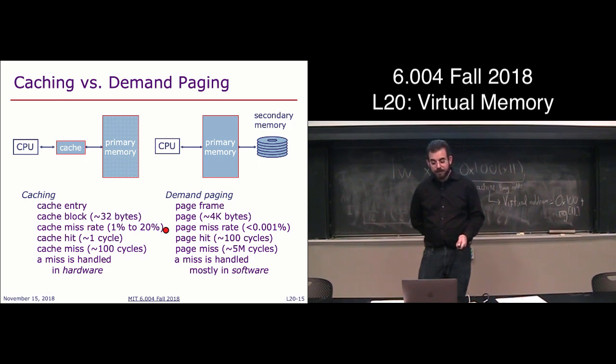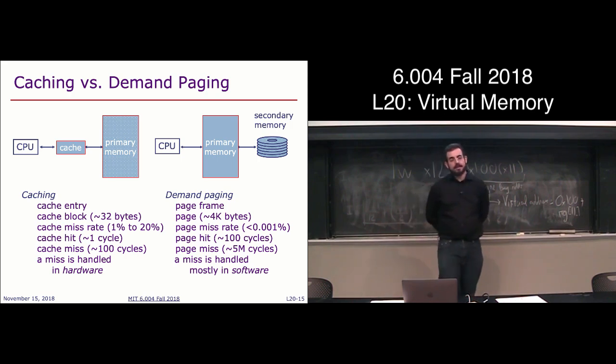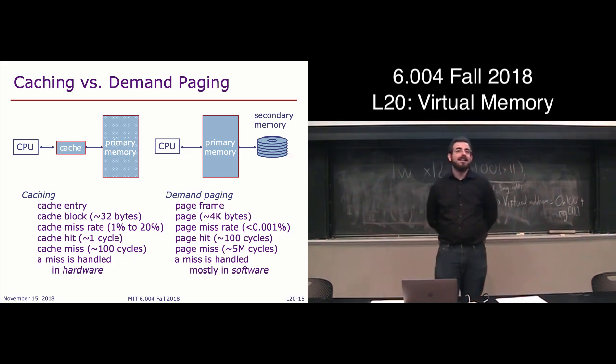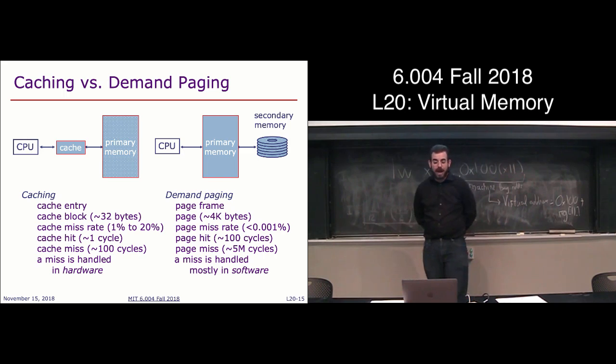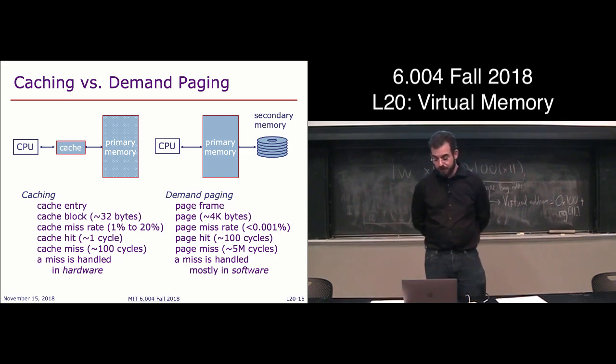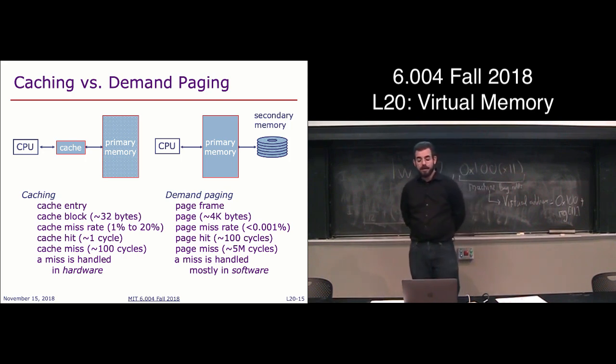There's cache miss rate, there's page miss rate, cache hit, cache miss, page miss. But there are differences here, right? A cache miss, in this case, is served from this DRAM primary memory, and so it takes around 100 cycles. A page miss here means that we need to go to disk, and disk is going to take milliseconds to reply. Or at least if you have a solid-state drive, it's going to take hundreds of microseconds. And so we're talking about hundreds of thousands to millions of cycles.